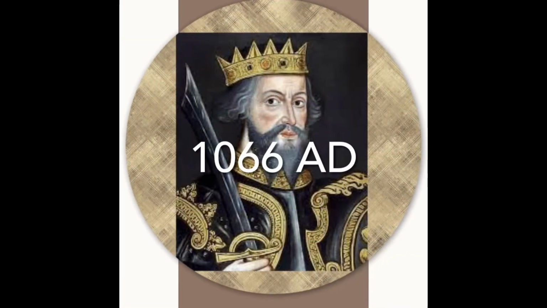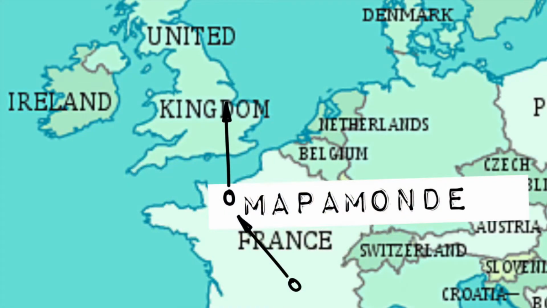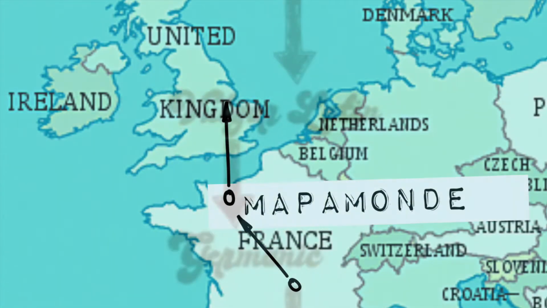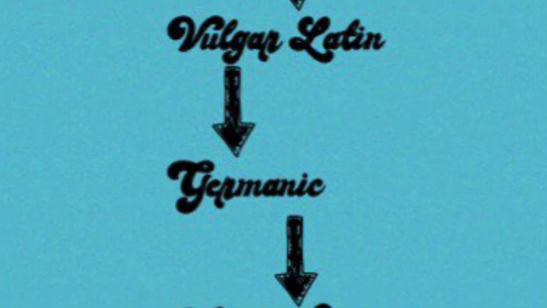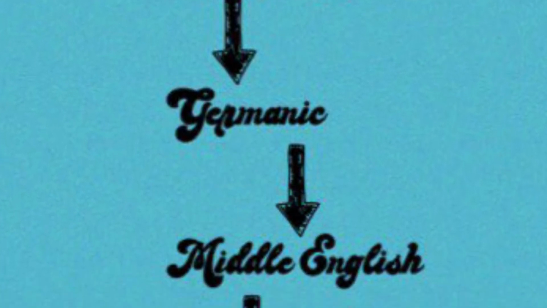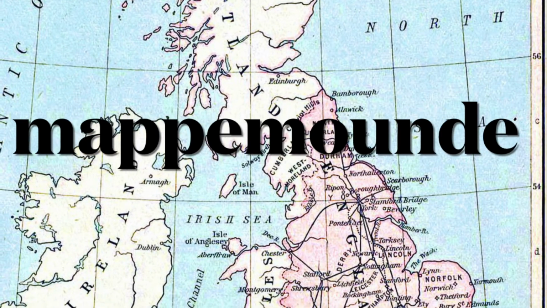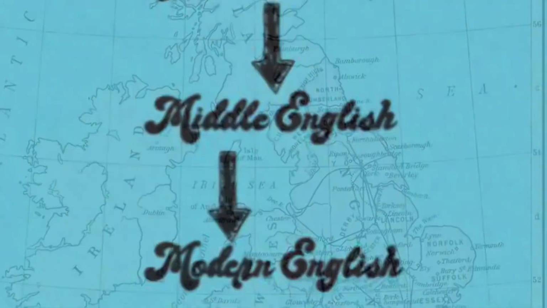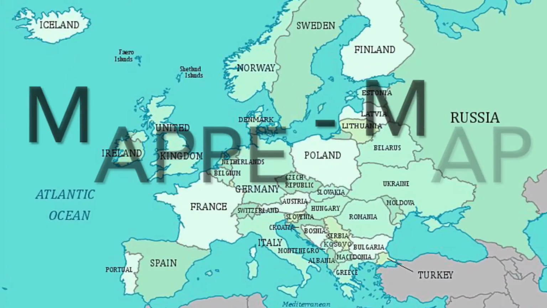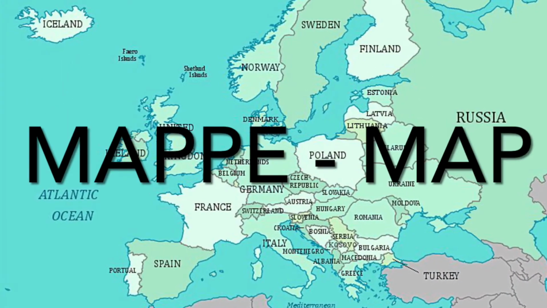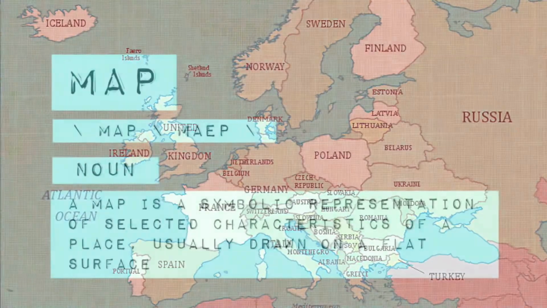Skip forward to 1066 AD when William the Conqueror convinces the now France to join forces and invade England, at which point our word enters the Germanic language and makes its way to the Middle English Mappimundi. And as Middle English progresses into Modern English, we get the word mappy, which is eventually shortened to become map, which is the word we know and love today.